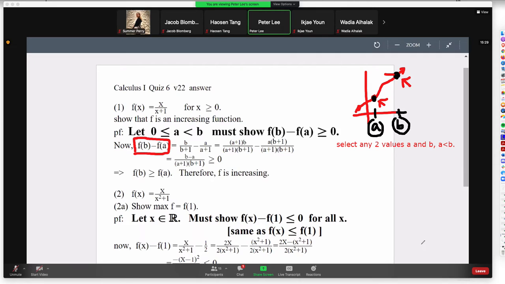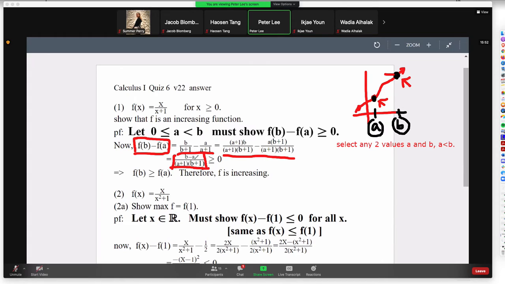Now, let me write this, f of b minus f of a. And then this f of b is equal to this right here. And then that is this right here. And then that is that right there. Once we come to this point right here, it is fairly clear that this guy is greater or equal to 0. Why is that?